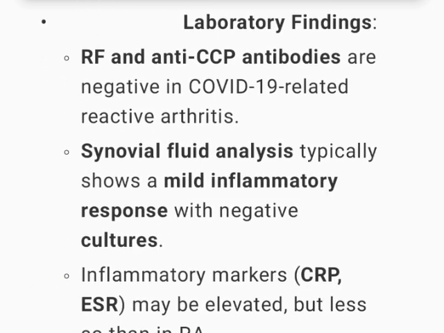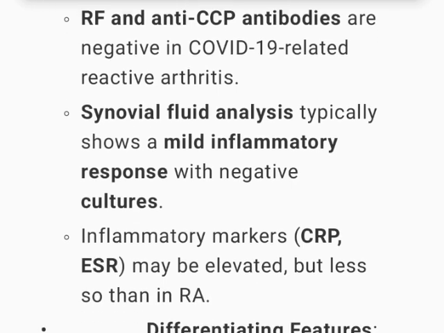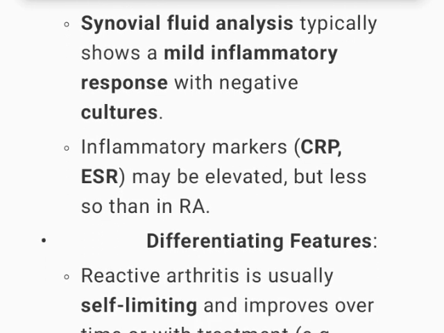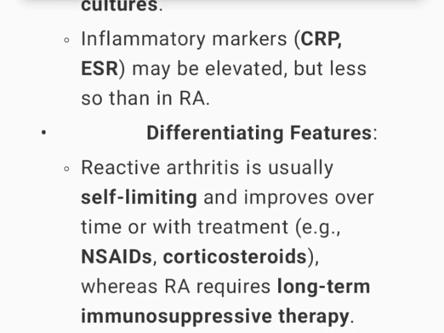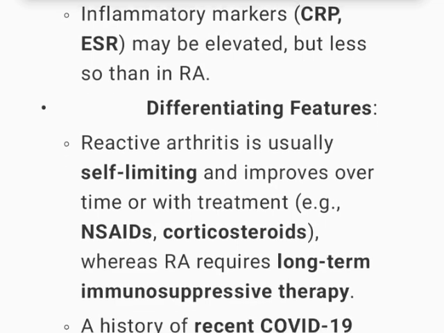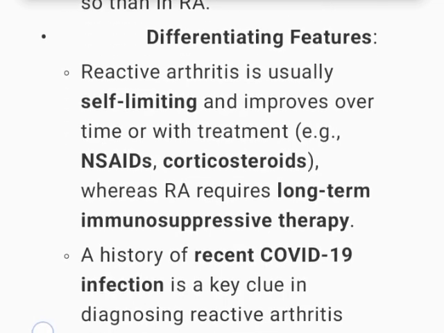Laboratory findings. RF and anti-CCP antibodies are negative in COVID-19 related reactive arthritis. Synovial fluid analysis typically shows a mild inflammatory response with negative cultures. Inflammatory markers, CRP and ESR, may be elevated, but less so than in RA.